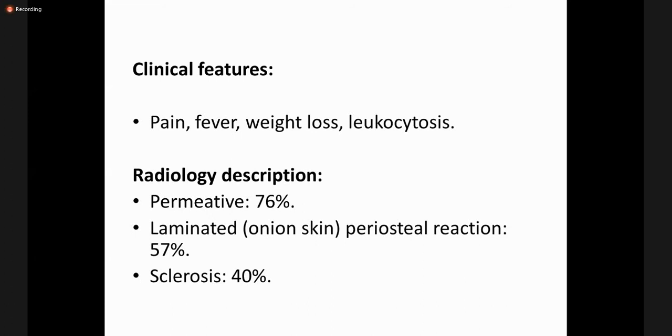On radiology, there are a few helping features. On plain film and CT scan, it is permeative, with a laminated, onion skin type appearance, periosteal reaction, and sclerosis in 40% of patients. On MRI, there are low to intermediate signals and sometimes heterogeneously high signals, and you may see low signal striations on MRI, on both T1 and T2.